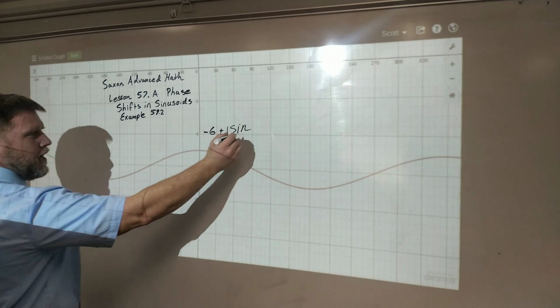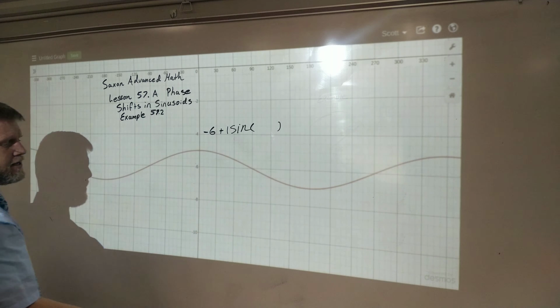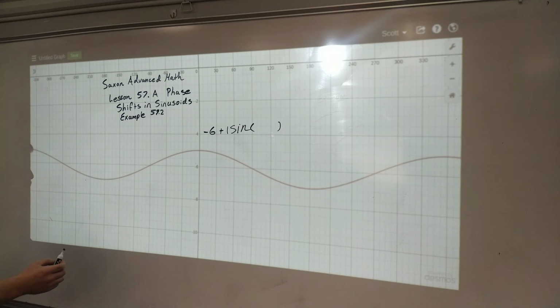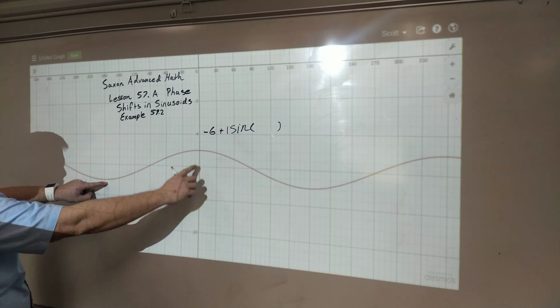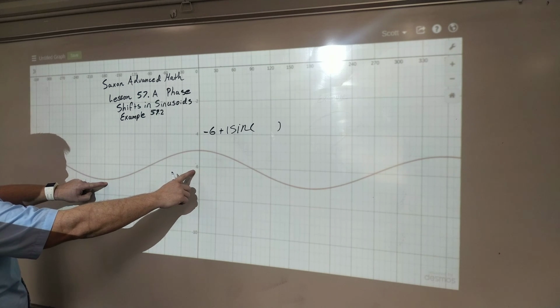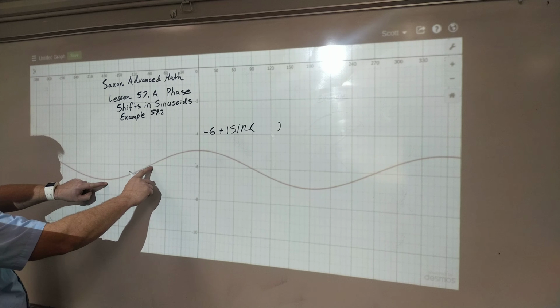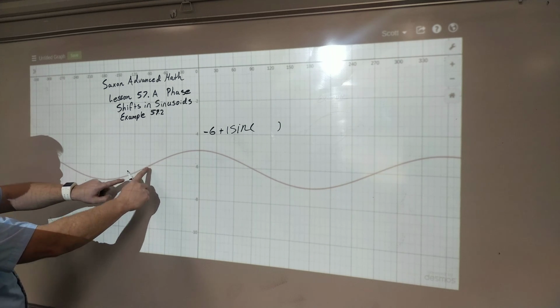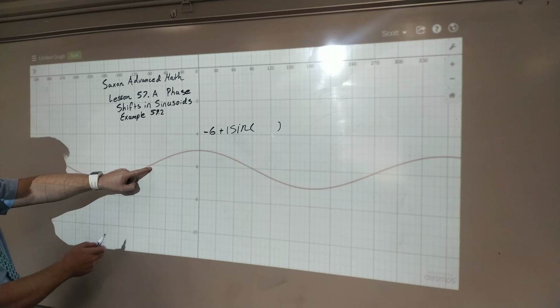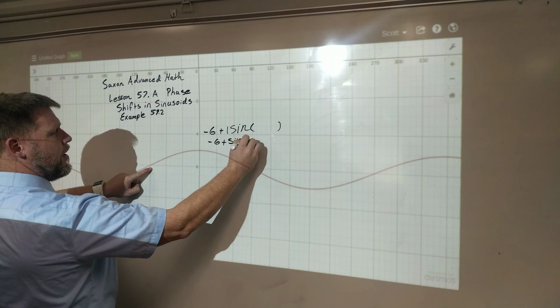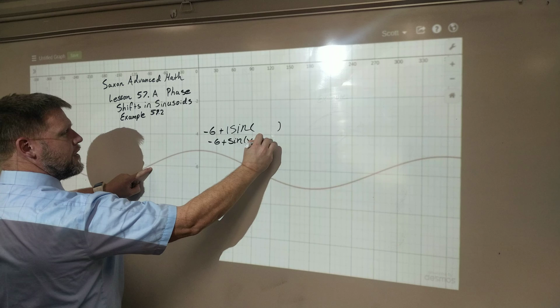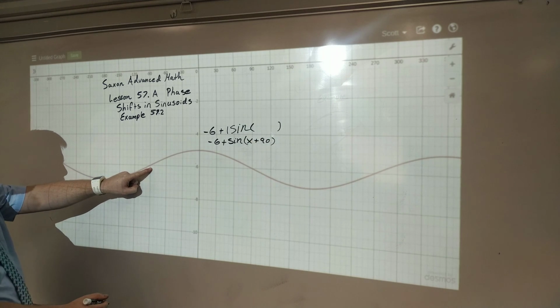But the problem is that I need to find out how much phase shift is going on. So if I find my -6 line, that's the center of these two, right? And I look at this and I look to find where is the sine. Well, there it is. So the sine is at -90. So I'm going to say -6 plus sine of x plus 90 is one way to write it.